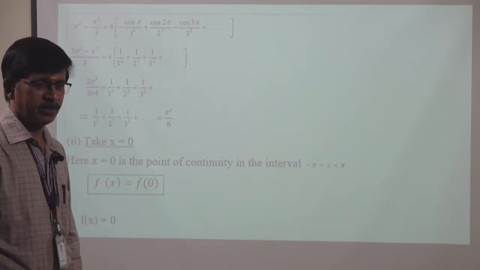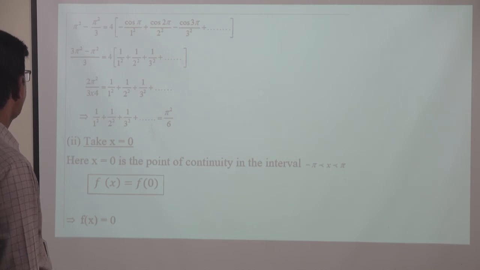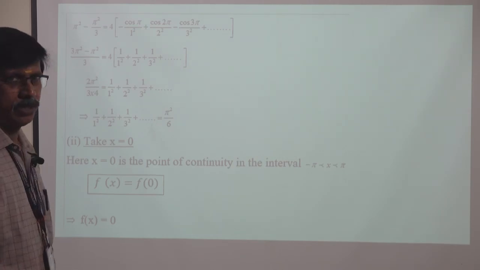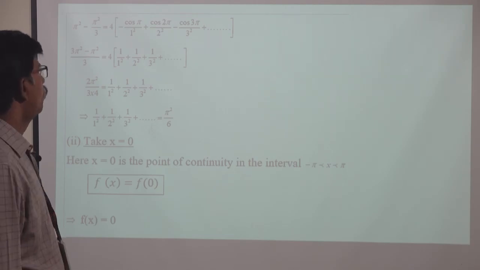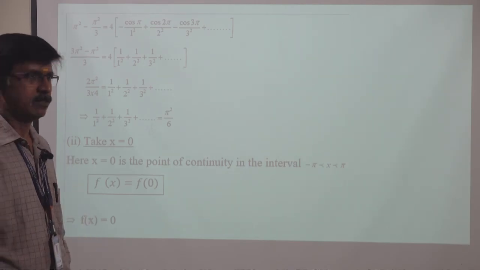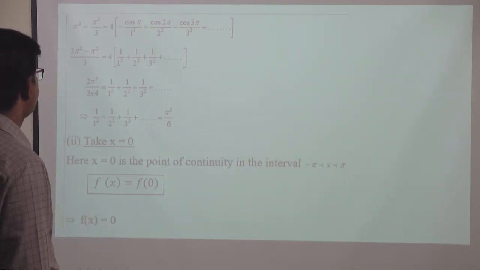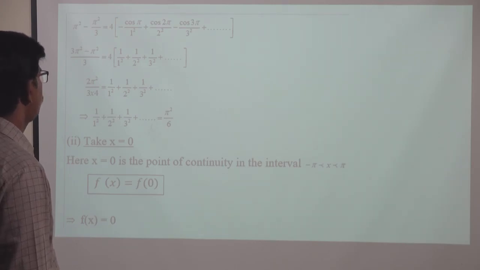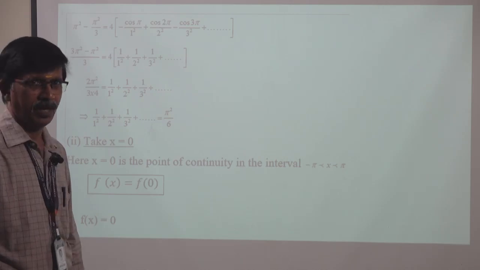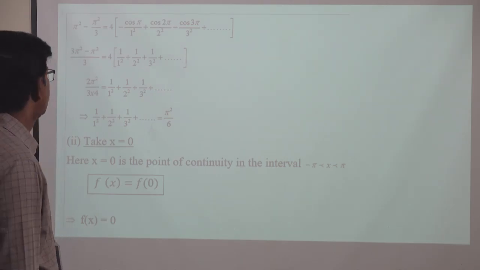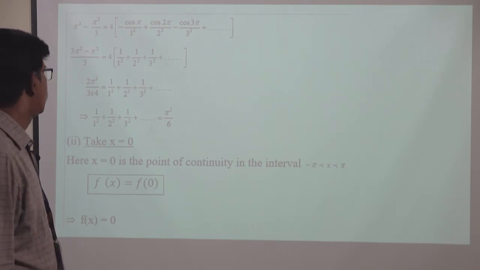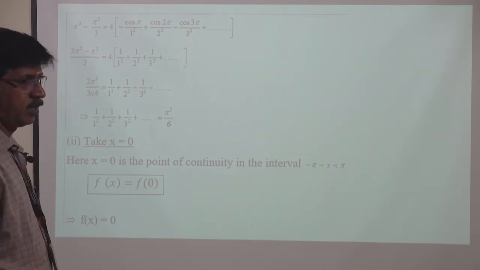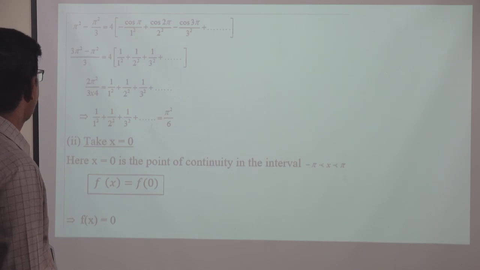So we have to simplify this. So pi square, if we take pi square by 3 to the left hand side, it will become minus pi square by 3, that is equal to 4 into, now we can consider the values for n, then it will become minus cos pi by 1 square plus cos 2 pi by 2 square minus cos 3 pi by 3 square plus etc. Cos pi is nothing but minus 1, then it will become plus 1. Cos 2 pi is nothing but 1, cos 3 pi is nothing but minus 1, then it will become plus 1.